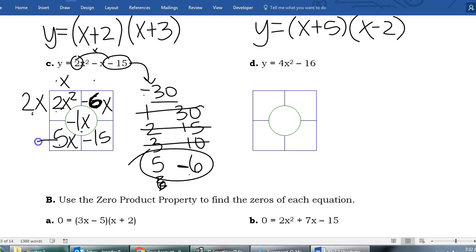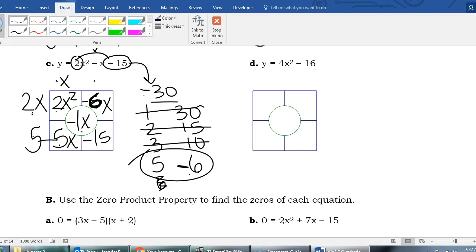When we pull out the number here, it's going to be really easy because we're saying what times x is 5x, and that is just 5. But I do not just pull the negative 6 out here.